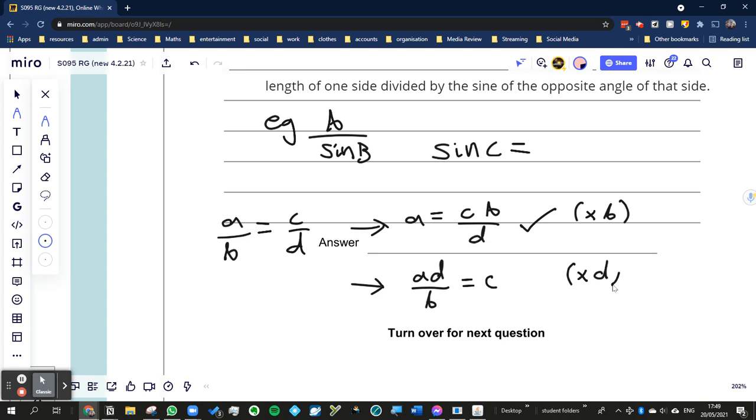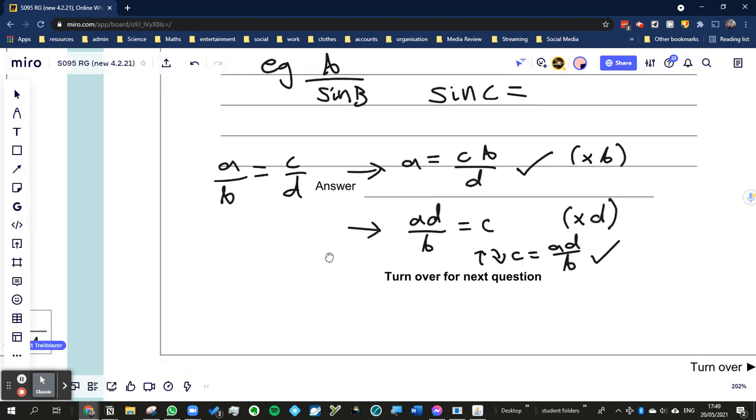Okay, let's try that again. I would flip it around, I guess, to tidy it up. So maybe just do a little symbol there to flip it around. So C is equal to A times D over B. Right, so that's that one done.